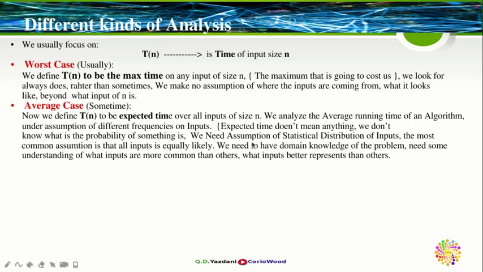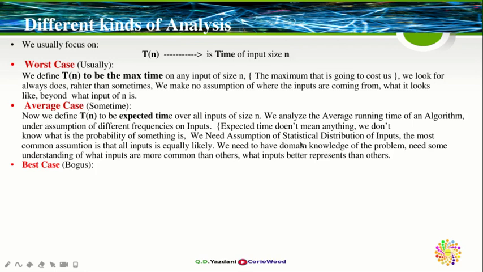We need an assumption of statistical distribution of inputs. The most common assumption is that all inputs are equally likely. We need to have domain knowledge of the problem. We need some understanding of what inputs are more common than others, and what inputs better represent than others. If I give you software and tell you all this, then it's no good to you guys.